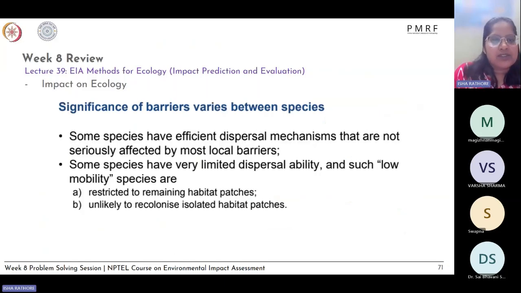Then we also looked at the significance of barriers, which varies between species. Some species have efficient dispersal mechanisms that are not seriously affected by most local barriers. Some species have very limited dispersal ability, and such low mobility species are restricted to remaining in their habitat patches, and they're unlikely to colonize isolated habitat patches. So some species are mostly affected by this kind of habitat fragmentation. You need to identify those species and how you're going to address the habitat isolation which is happening because of your developments.